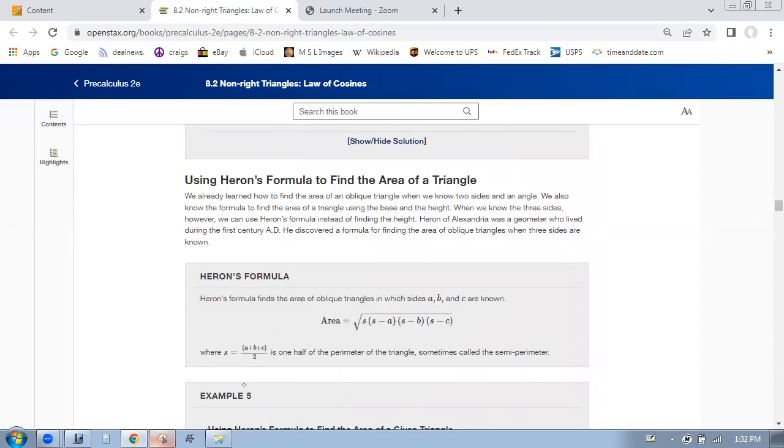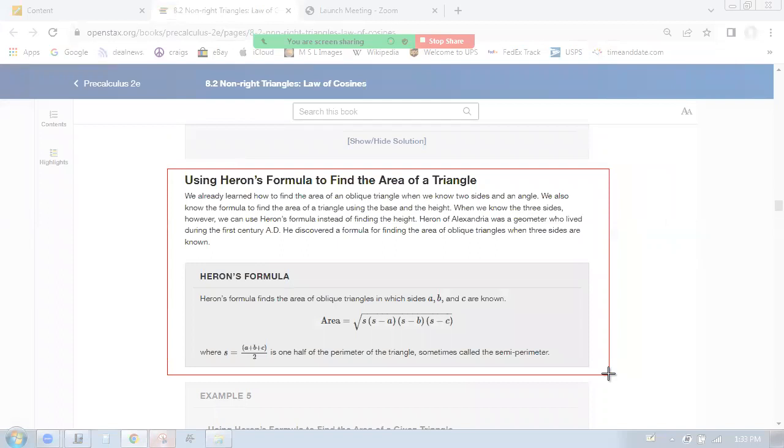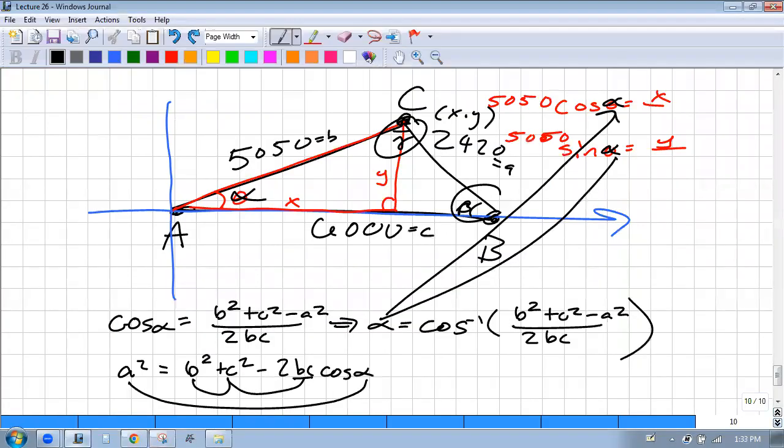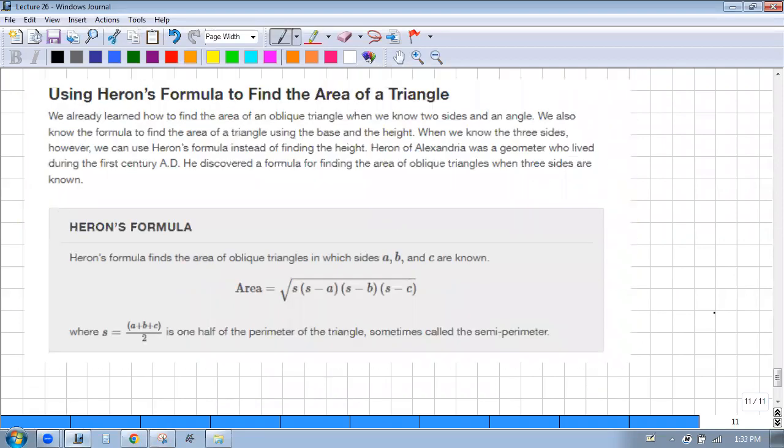So here we go. Heron's area formula. I gave this to y'all last time because I thought it was cool. I already explained why it's cool, right? a, b, and c are the sides of the triangle. s is half the perimeter. The perimeter is the distance around the triangle, right? Add up the sides, divide by two, and you plug those in.